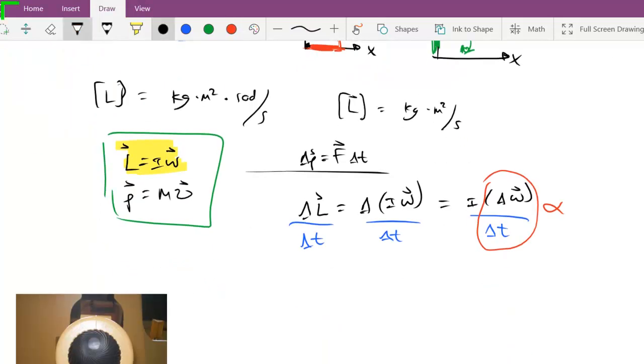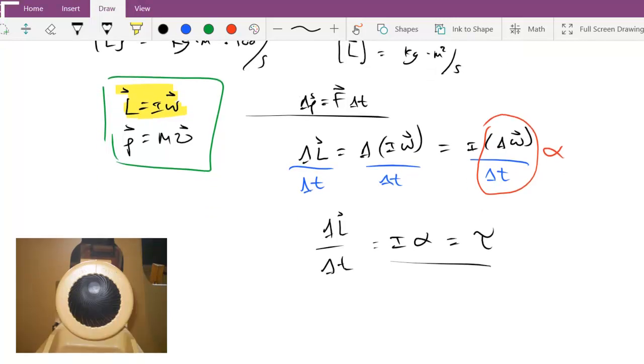So we have here a change in angular momentum with time equal to rotational inertia times rotational acceleration, which is what we call a torque. This is Newton's second law for rotational dynamics. So a change in angular momentum, very similar to a change in linear momentum, requires a torque to change it. In order to change angular momentum, a torque must be applied.